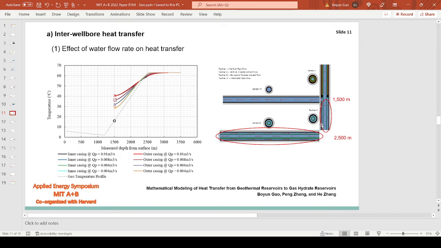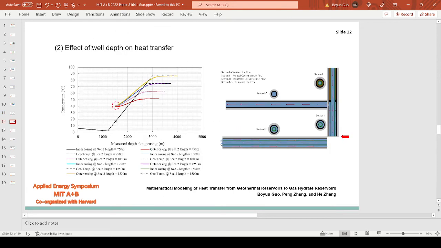When fluid flows up to the top of section 2, the temperature drops to this value, depending on flow rate. If the flow rate increases from 0.004 cubic meter per second up to 0.01 cubic meter per second, the temperature increases from 29 degrees to 40 degrees. That's the temperature of water delivered to the horizontal wellbore inlet.